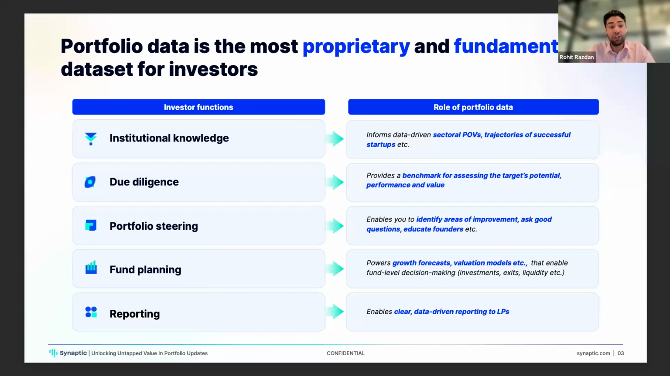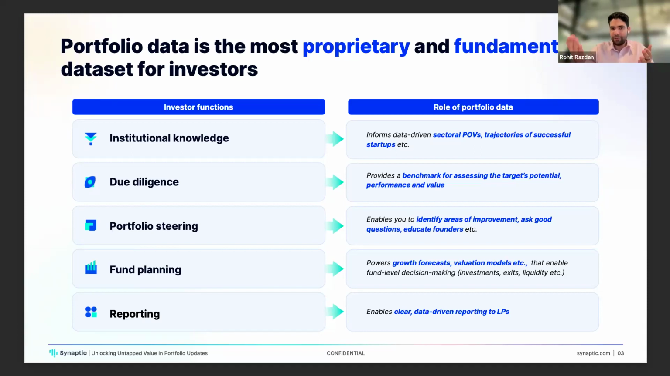Fund planning is also a non-sexy, but absolutely necessary part of the job. It is a part that people don't like to talk about, but it is really, really important. Portfolio data plays a really important role there. You need to plan follow-on investments. You need to reserve part of the fund for those follow-on investments.